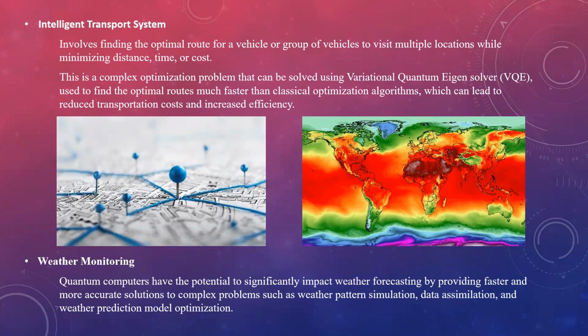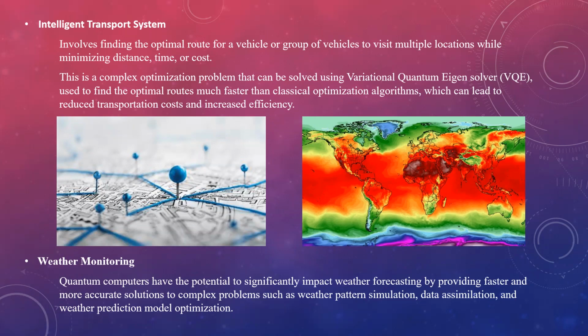A quantum computer can be used in an intelligent transport system, which involves finding the optimal route for a vehicle or a group of vehicles to visit multiple locations while minimizing the distance, time, cost, etc. This is a complex optimization problem. This can be solved using the variational quantum eigensolver. This is the algorithm used to find the best way, and it can also detect driver behavior at a particular moment in time, which can lead to reduced transportation costs and increased efficiency.